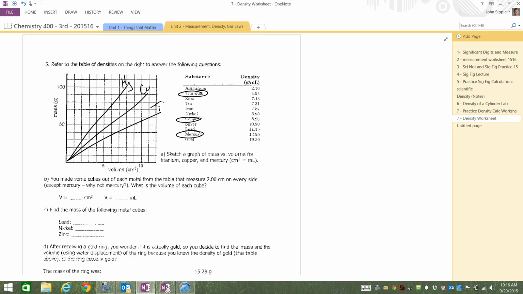All right, so what's the volume of each cube? What's the formula for a volume for a cube? Length times width times height. Okay, so that means we got 2 times 2 times 2. 2 times 2 is 4, times 2 is 8. And remember, 1 centimeter cubed is equal to 1 milliliter. Okay, 1 centimeter cubed is equal to 1 milliliter.